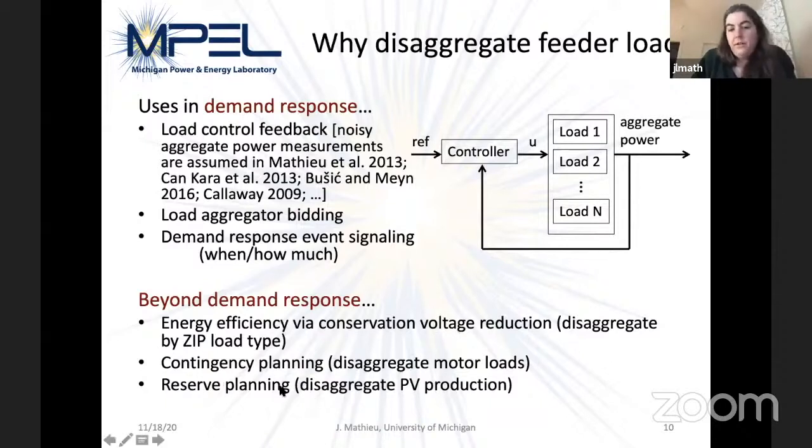And then you can use this sort of disaggregation for a variety of different types of planning problems. Motor loads can stall if there's voltage problems in the network. That can cause a variety of different issues. So if you could disaggregate motor loads, you could have a better picture of whether the network is going to experience voltage problems. And then lastly, of course, you can disaggregate solar production, like in those papers I showed.